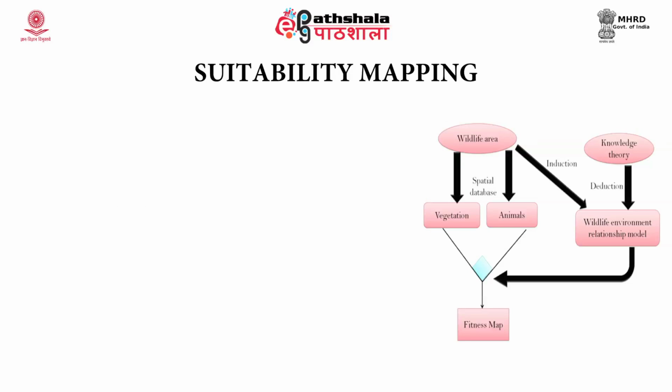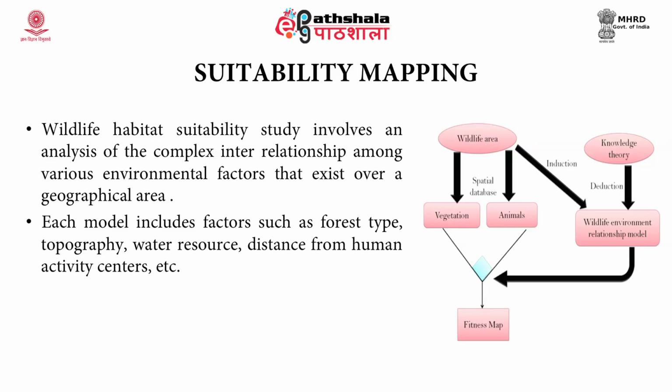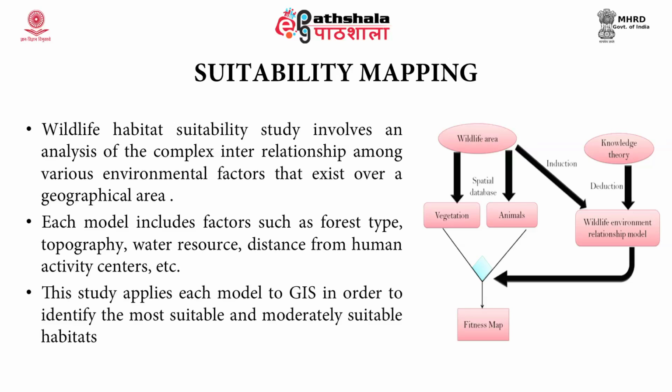Now, this figure shows an example of suitability mapping, and it is an overall sketch for GIS based suitability mapping. Wildlife habitat suitability study involves an analysis of the complex interrelationship among various environmental factors that exist over a geographical area. Each model includes various factors such as forest type, topography, water resource or the distance from human activity centers. The study applies each model to GIS in order to identify the most suitable and moderately suitable habitats for wildlife.